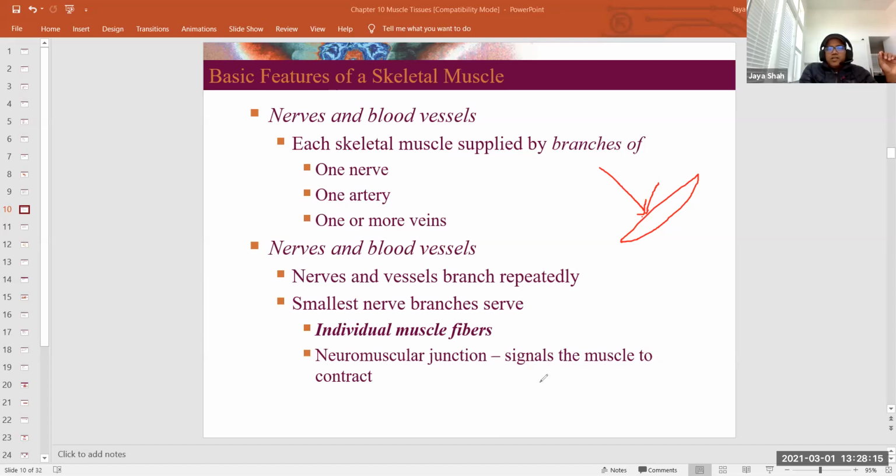Neuromuscular junctions signal the muscle to contract. So this neuromuscular junction here signals this muscle fiber to contract. Okay. The neuromuscular junction is a type of synapse between the nerve ending and the muscle cell.